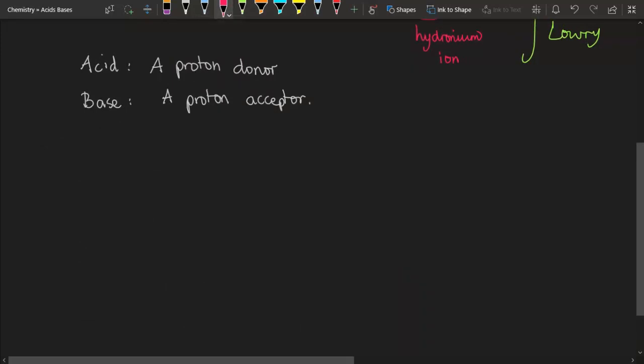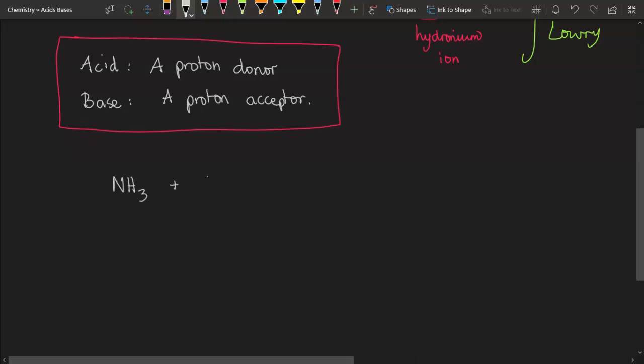So working off these, let's have a look at something like this. So we've got NH3, which is ammonia, and you react it with water. And what you find is you end up forming NH4 positive ions in solution, and you get OH minus ions. So now what we need to do is identify what's happening here.